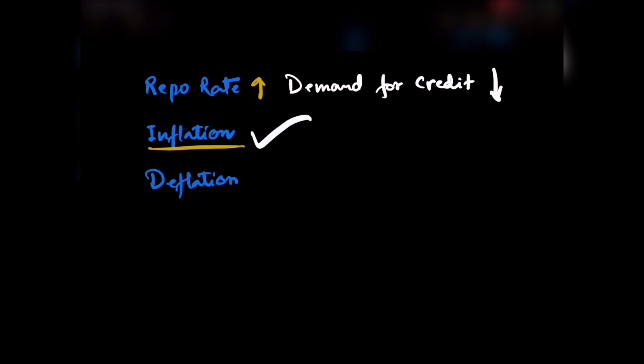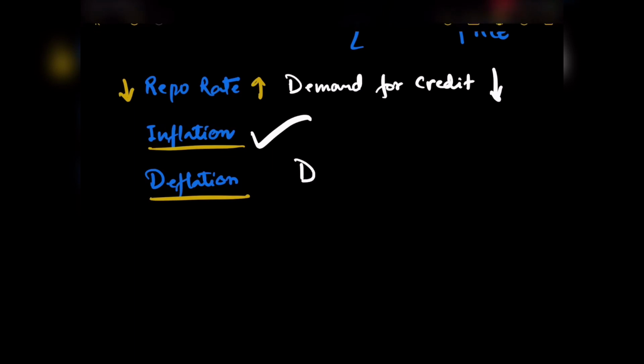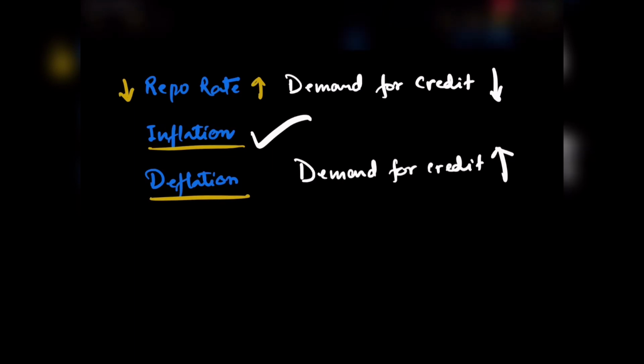On the other hand, during deflation, the cost of capital is reduced by reducing the repo rate, which will then increase the demand for credit, and thus money supply will increase in the economy, solving the problem of deflation.